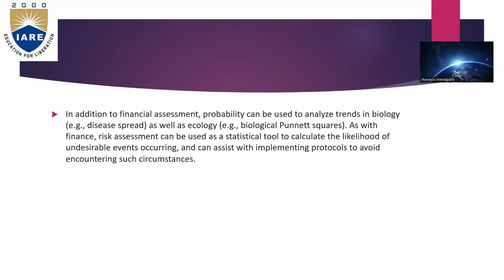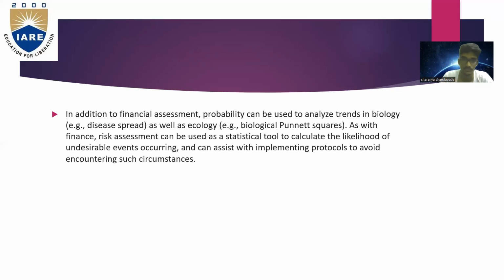In addition to financial assessments, probability can be used to analyze trends in biology, for example disease spread as well as ecology, and biological Punnett squares. As with finance, risk assessments can be used as a statistical tool to calculate the likelihood of undesirable events occurring, and can assist with implementing protocols to avoid encountering such circumstances.